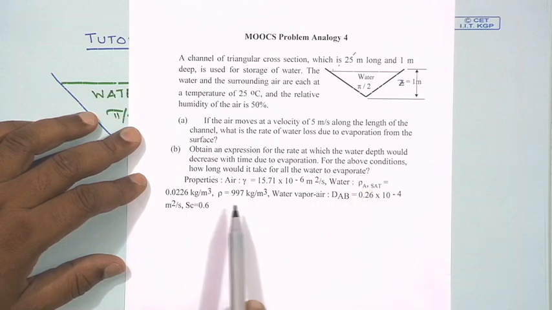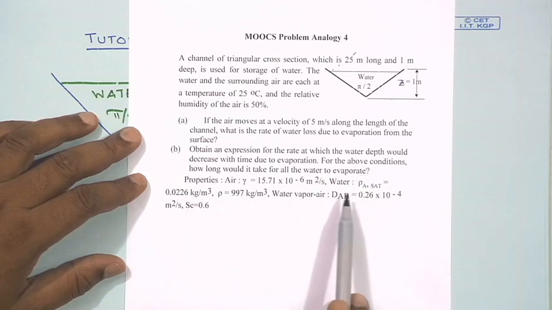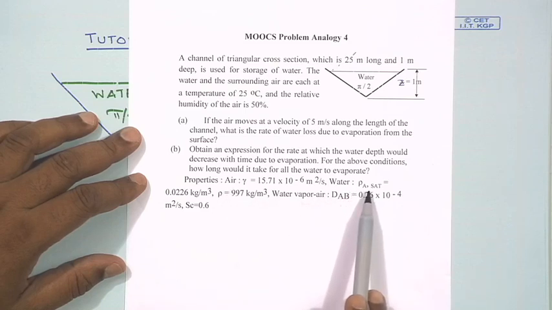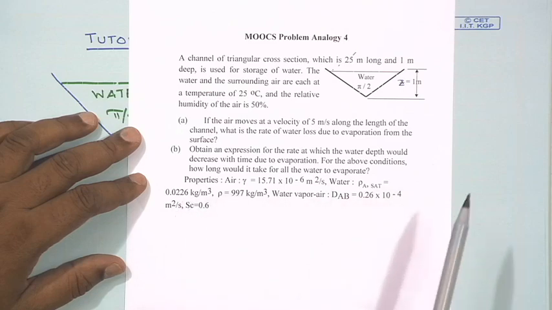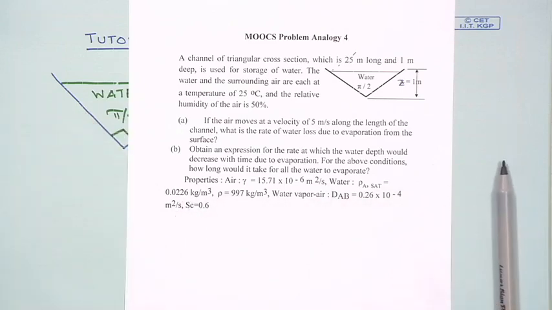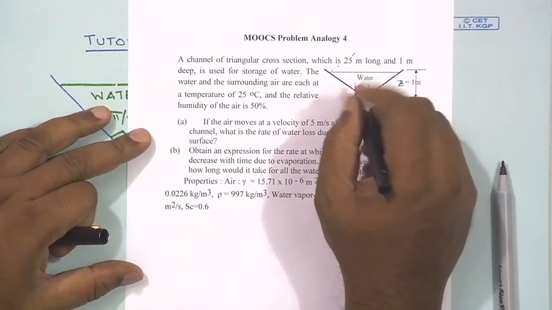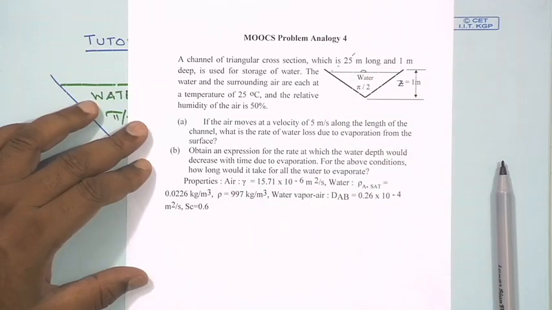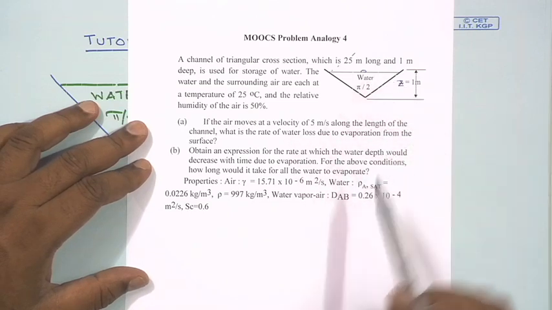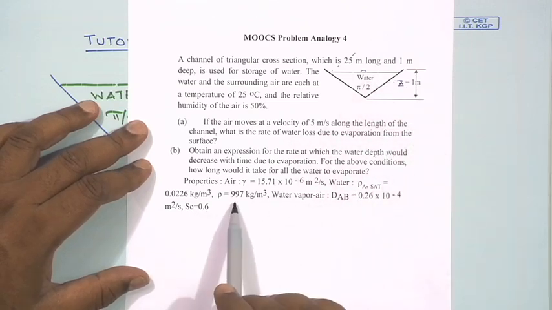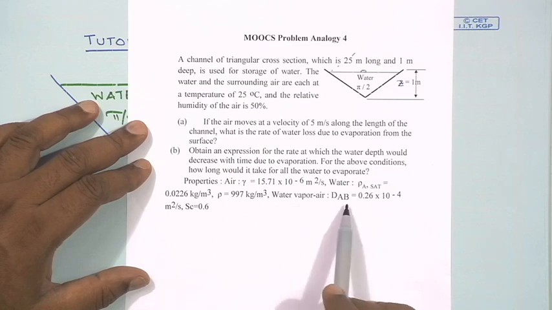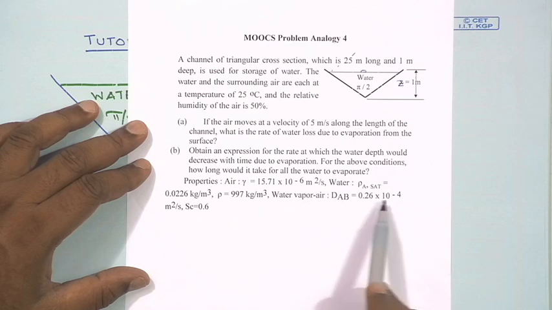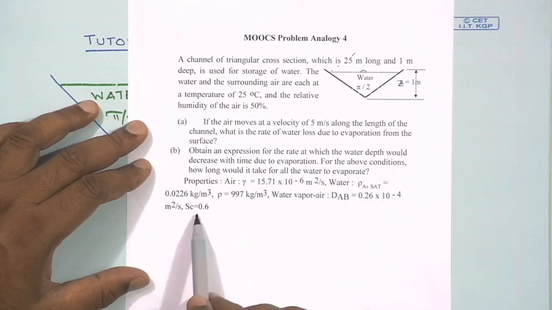All the properties of air, namely its kinematic viscosity, are given. For water, the saturation concentration is given. Saturation means we assume that the water in contact with the air is in equilibrium, and therefore the air there is at its saturation value. The density of water is given, and the diffusivity of water vapor in air is also provided along with the value of the Schmidt number.